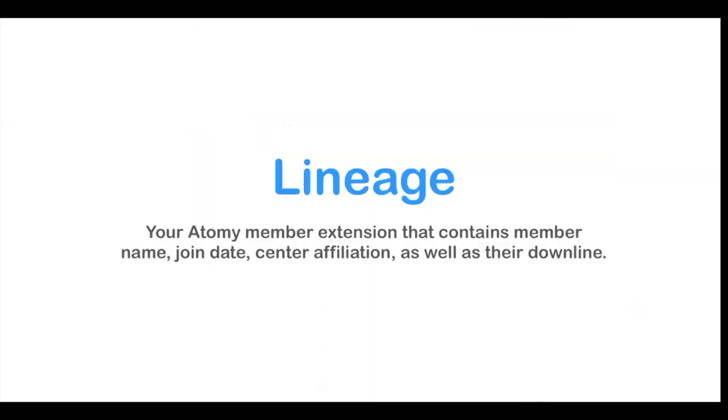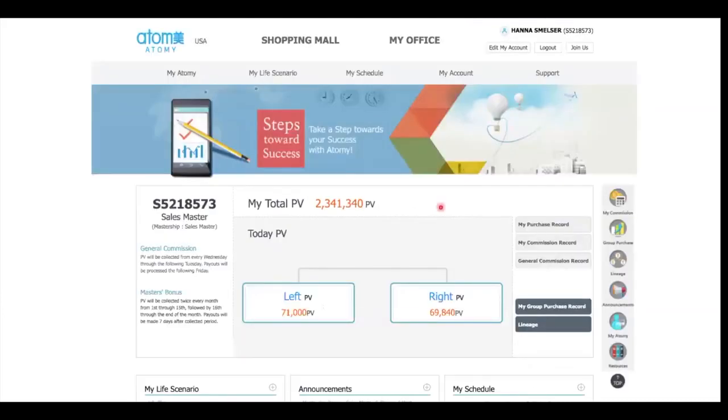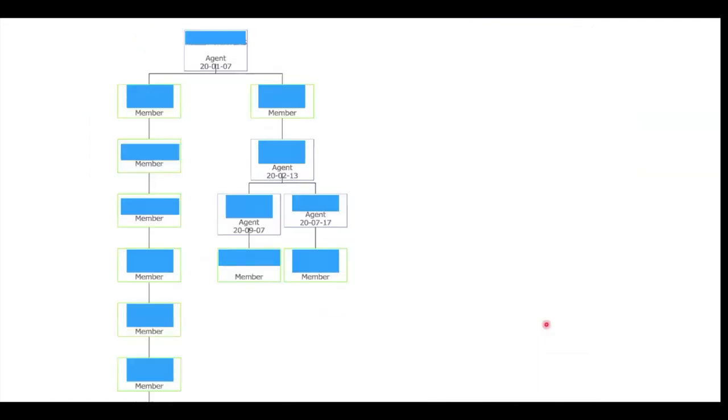The lineage is your Atomy member extension that contains member name, their joining date, their center affiliation, as well as who is in their downline. To get to lineage, you're going to come back to that main screen and click the bottom tab right here. And once you do that, you will see something that looks like this.